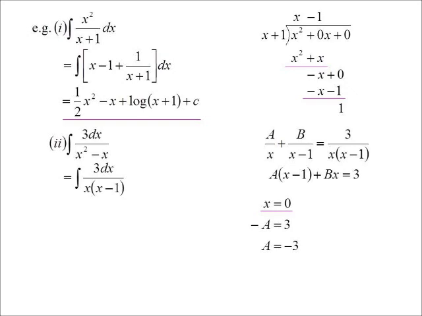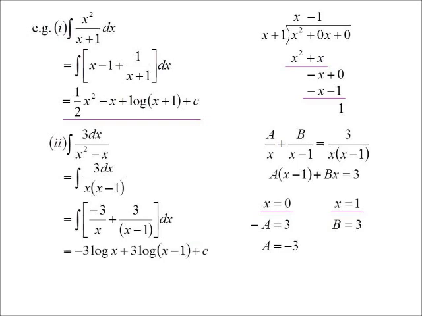A is negative 3. And then the other logical one to choose would be x equals 1, because that'll make the a disappear. I'll now have 1 minus 1, and that gets me b equals 3. So I now know I can rewrite my fraction into its partial fractions and integrate each of those. They're both log functions. So minus 3 log x plus 3 log x minus 1.